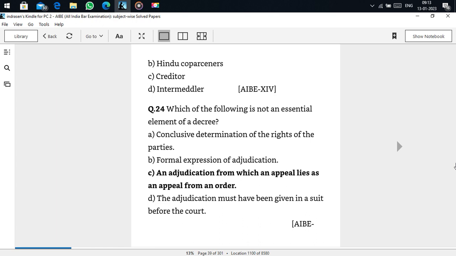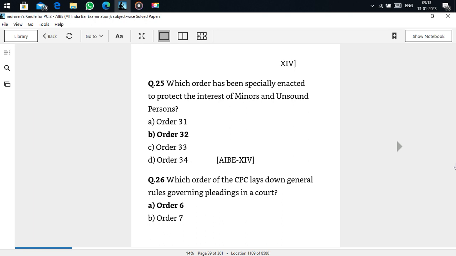Which order has been specially enacted to protect the interest of minors and unsound persons? Order 32 talks about protection of the interest of minors and unsound persons. Order 32. Which order of the CPC lays down rules governing the pleadings in the court? Order 6 lays down the rules governing pleading in the court.